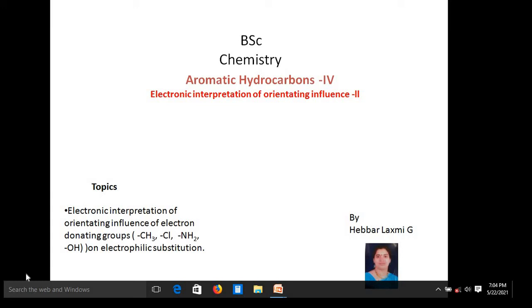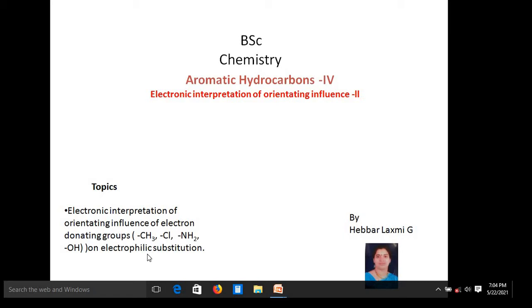We are now continuing electronic interpretation of orienting influence of ortho-para directing groups in this fourth session in the aromatic hydrocarbon chapter. Here we need to discuss the ortho-para directing groups such as methyl group, chloro group, amino group and hydroxy group, which are mentioned in the syllabus.